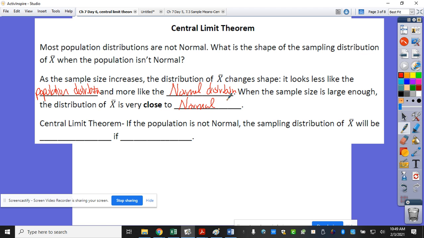Now, this is what we deal with as far as this class. We say if the sample size is at least 30, that's enough to be able to say we can use a normal approximation. So if the population is not normal, the sampling distribution will be, what do we always say here? Not exactly normal, but approximately normal, if our sample size is at least 30.